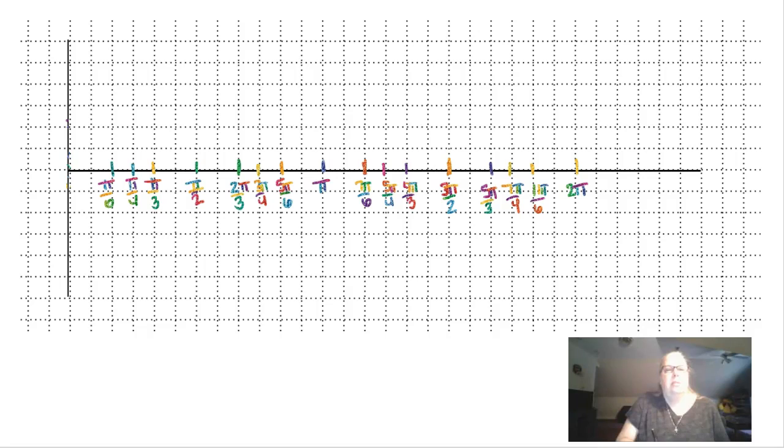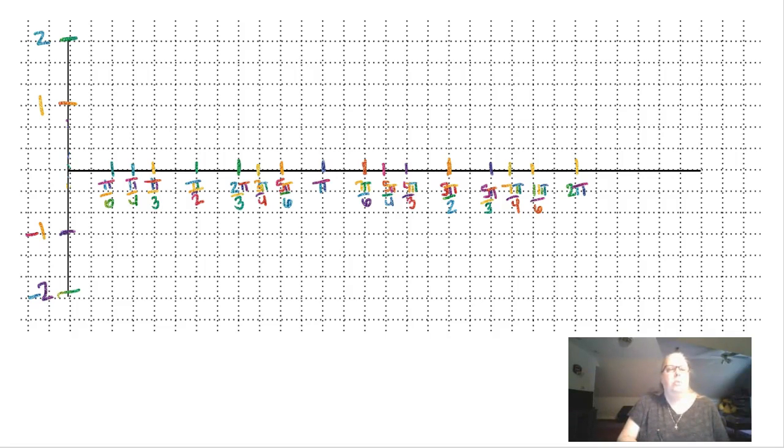Okay, and let's let 3 blocks represent 1. This will be positive 2. And this is going to be a negative 1. And this is going to be a negative 2. Okay, so now we can just sketch our graph in there.